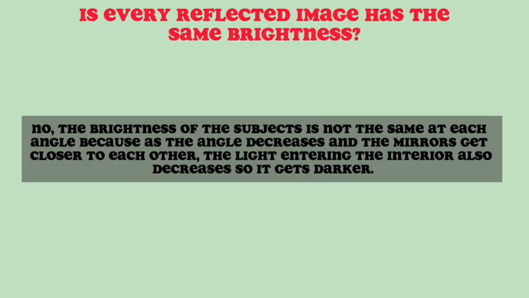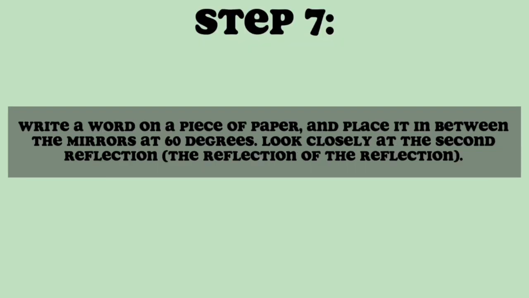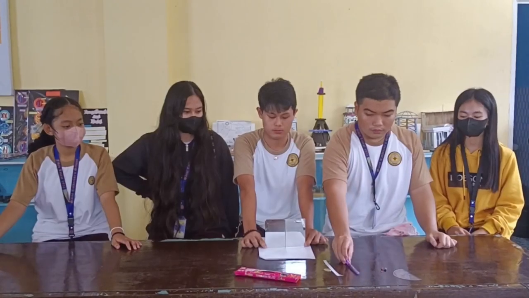The brightness of the objects is not the same at each angle, because as the angle decreases and the mirrors get closer to each other, the light entering the interior also decreases, so it gets darker. Step number 7. Write a word on a piece of paper and place it between the mirrors at 60 degrees. Look closely at the second reflection.